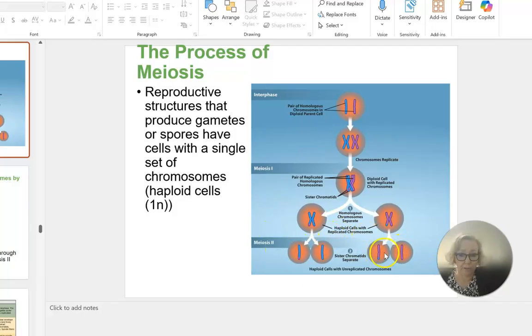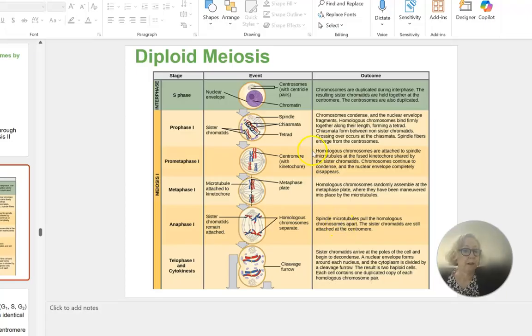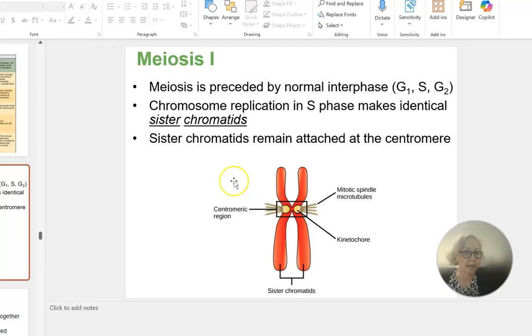These are haploid. Right? You are creating haploid cells. The only haploid cells in your body are your eggs and your sperm. Again, mitosis, diploid; meiosis, haploid, eggs and sperm. Again, meiosis has an S phase, a prophase, prometaphase. It looks very similar: metaphase 1, anaphase 1, telophase. This is all just like mitosis, and we just do it again.